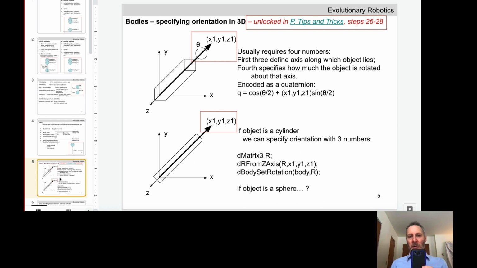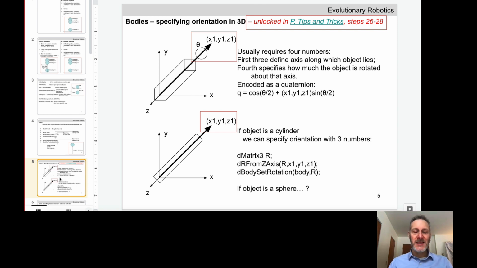For our purposes, this probably doesn't matter too much, but as you move on and you start to make a robot of your own design, you might want to create a diagonal leg, or you might want to place some 3D objects at different orientations in three-dimensional space. For those of you that want to play around with that now, you can jump ahead to learning module P, tips and tricks in Ludobots. If you reference steps 26 to 28, you can see how to actually unlock this functionality in your code. At the moment, it's locked and hidden, but if you want to play around with it, that's perfectly fine.